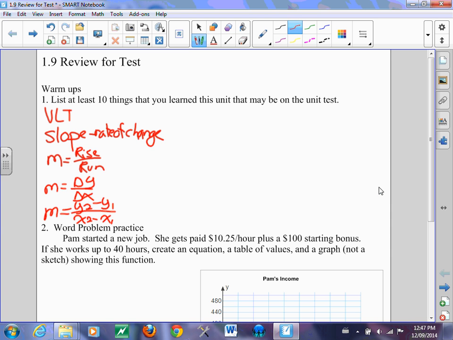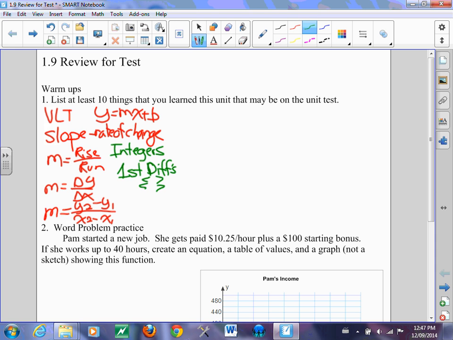Okay, we then know about the equation y equals mx plus b. We then talked about, in warm-ups or in review, integers. We also took a look at first differences. So that's from your table of values, where you use those. First differences are the change in y and change in x. Okay, we took a look at rational expressions, or fractions. Fancy name for that was rational expressions.